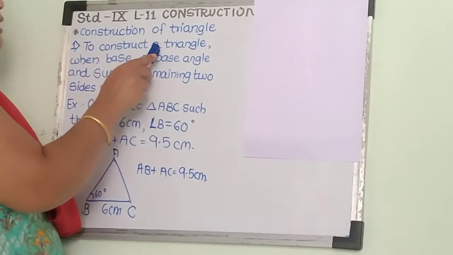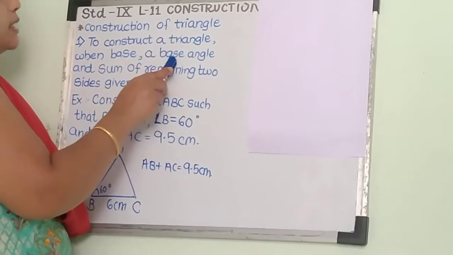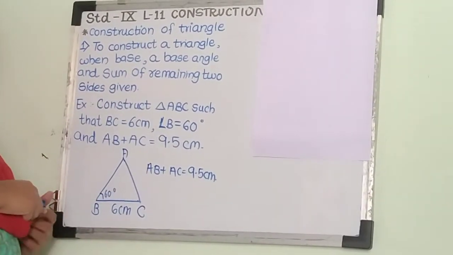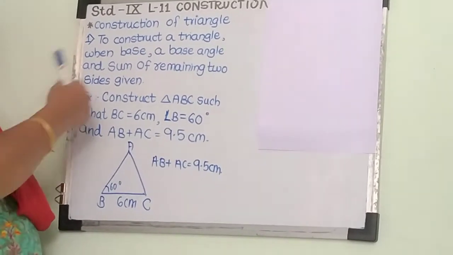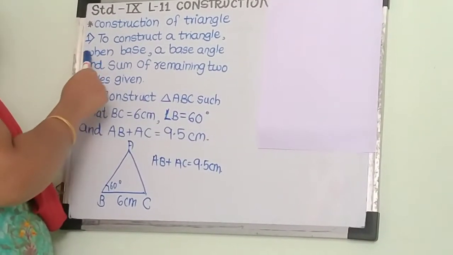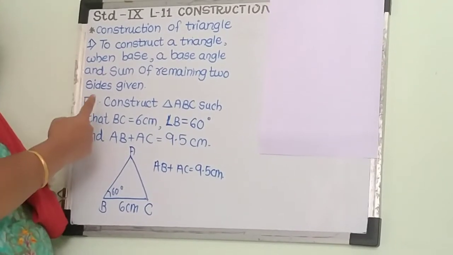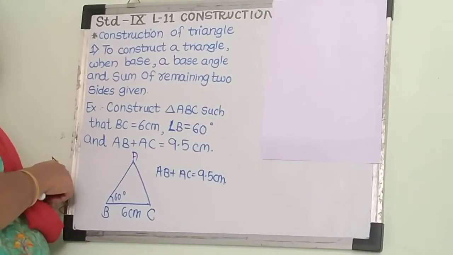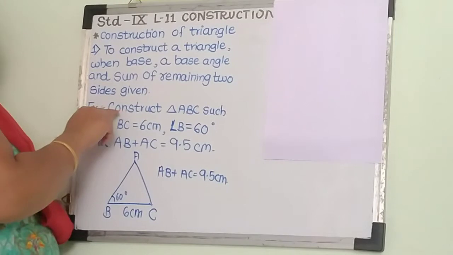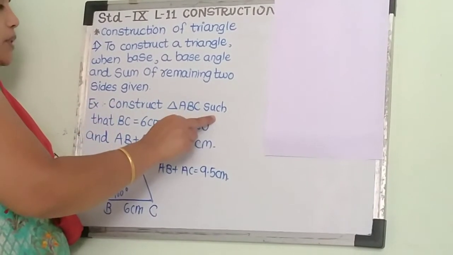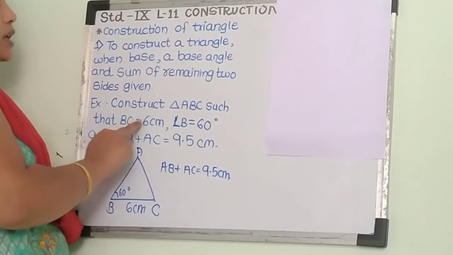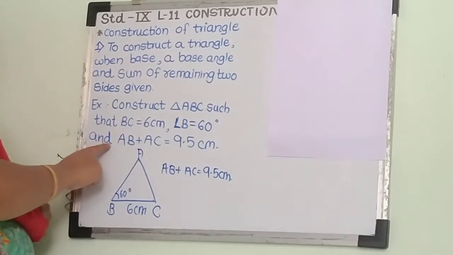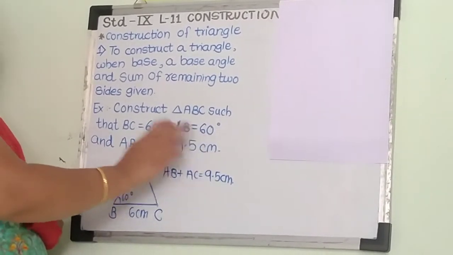To construct a triangle when the base, a base angle, and the sum of the remaining two sides are given. So first, we have to construct a triangle when its base is given, one base angle is given and the sum of the remaining sides is given. Here we take one example: construct triangle ABC such that BC equals 6 cm, angle B equals 60 degrees and AB plus AC equals 9.5 cm.